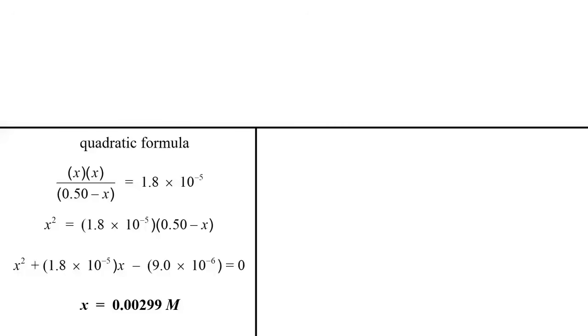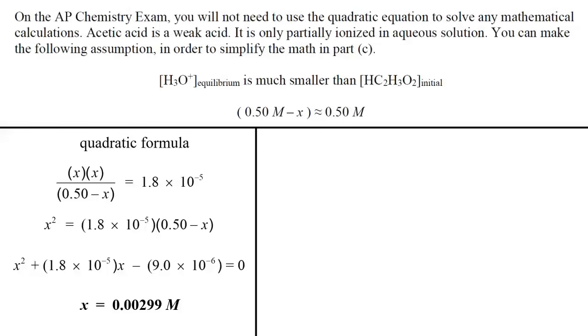Now you might be thinking at this point, do I need to use the quadratic formula in order to solve AP chemistry problems on the AP exam? And the answer is no, absolutely not. On the AP chemistry exam, you will not need to use the quadratic equation to solve any mathematical calculations. So how can we do this particular problem and solve for X in an easier way that avoids using the quadratic equation? Well, it's based on the fact that acetic acid is a weak acid.